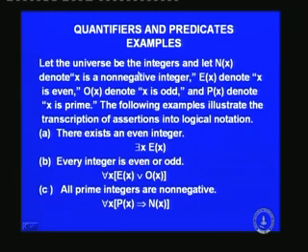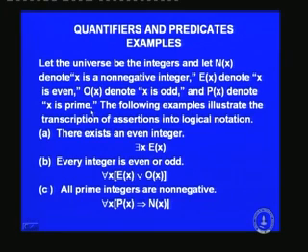Let the universe be the set of integers and let n of x denote x is a non-negative integer, e of x denote x is even, o of x denote x is odd, and p of x denote x is prime. Now, let us consider some examples.